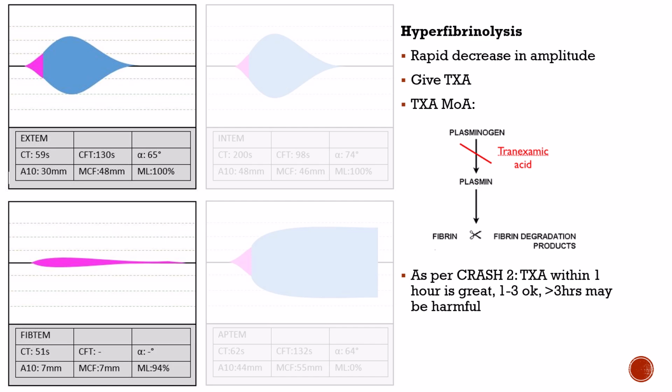I think it's entirely possible that they would ask us in the FACEM exam about the CRASH 2 trial, because it was a trial I think that came out in 2023, so somewhat recent for us. CRASH 2 was looking at TXA and major trauma. It's excellent if you give it within 1 hour. 1 to 3 hours is okay and infers some benefit. Over 3 hours might actually be harmful, so don't give that.